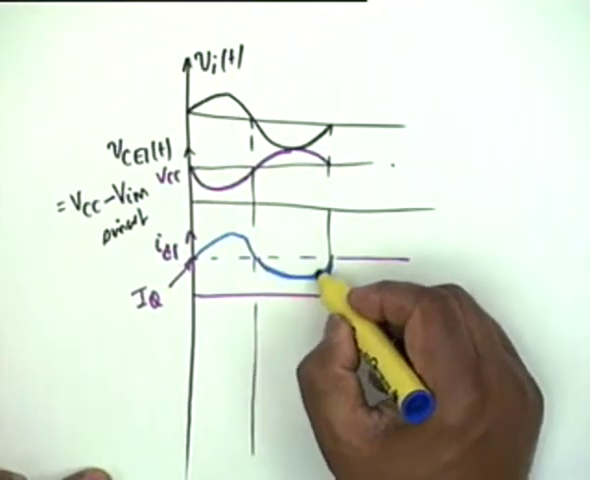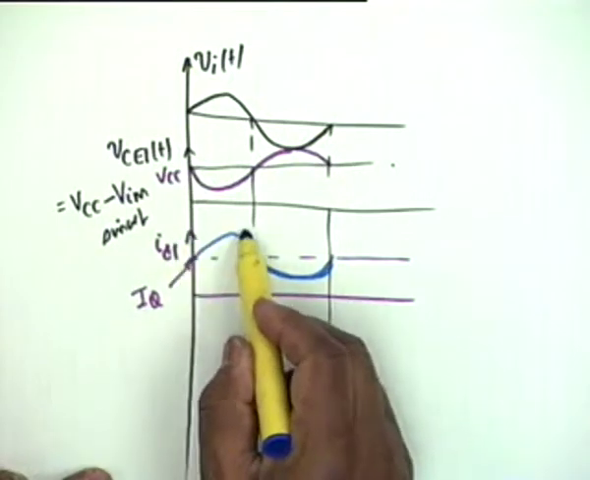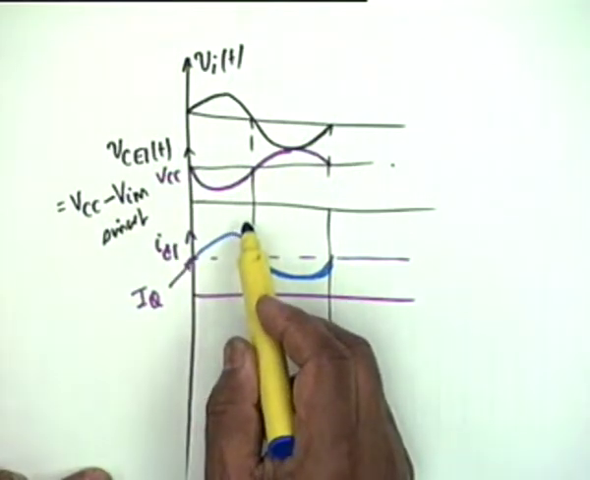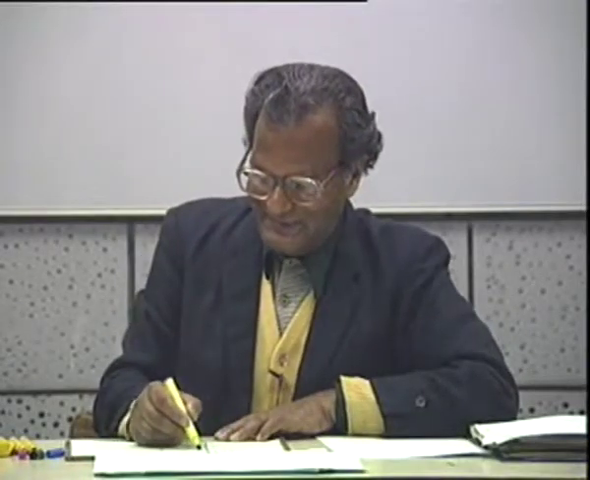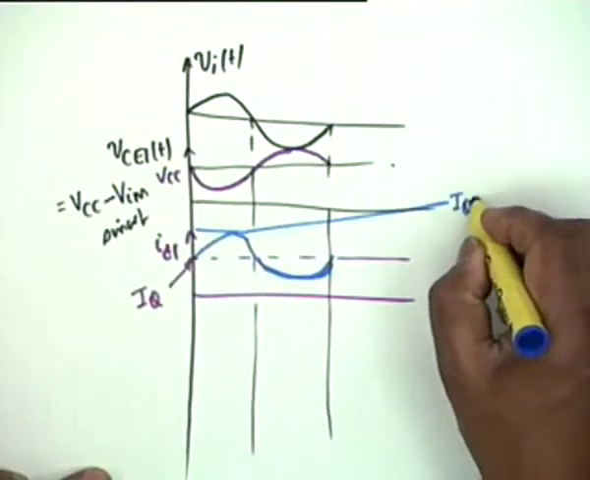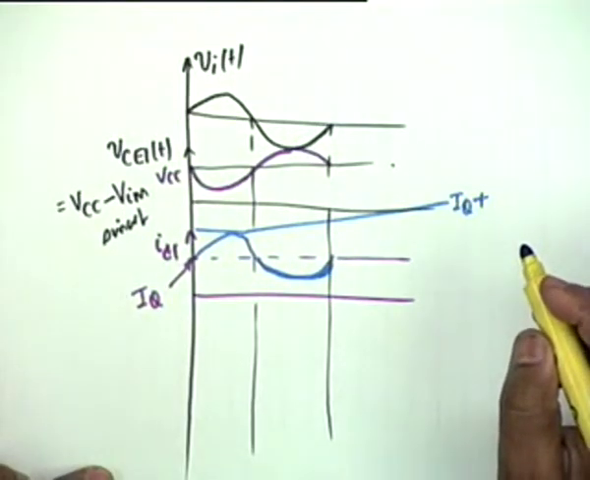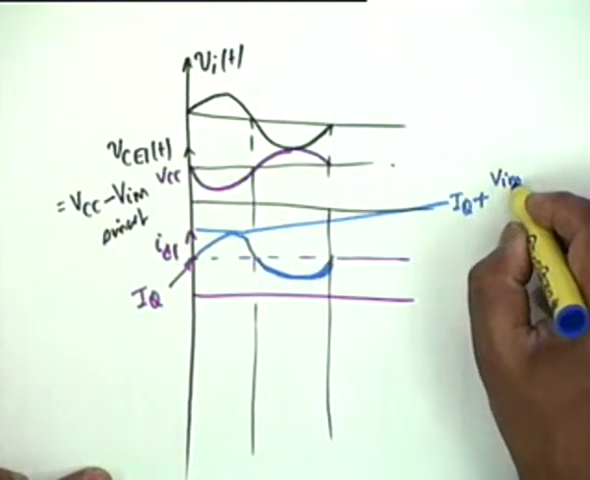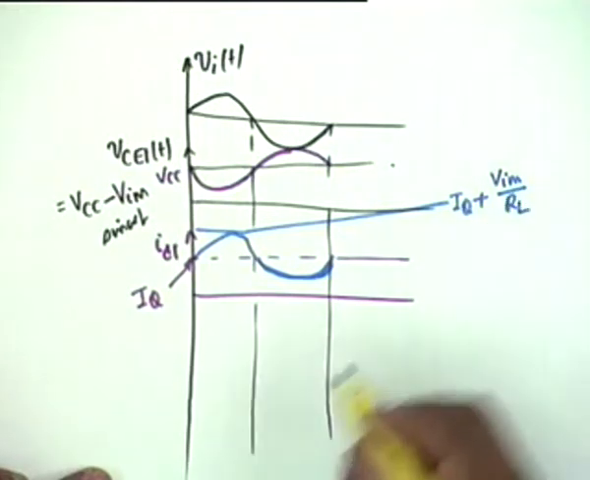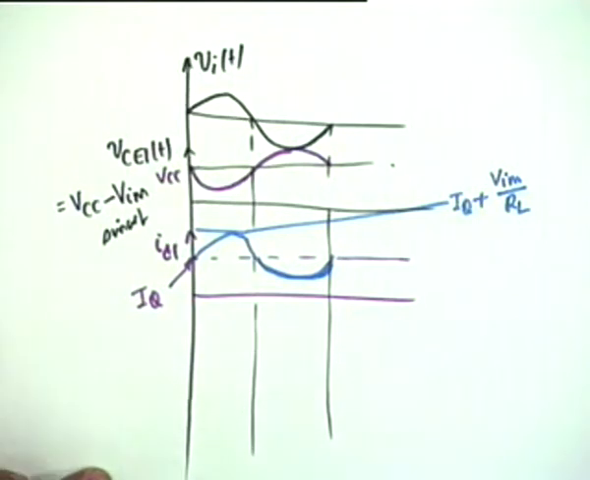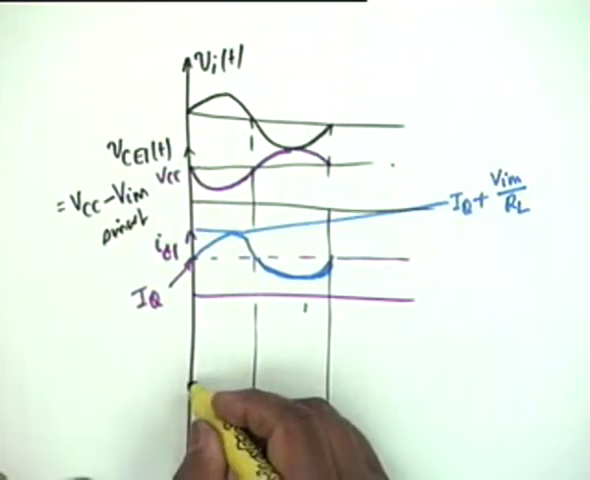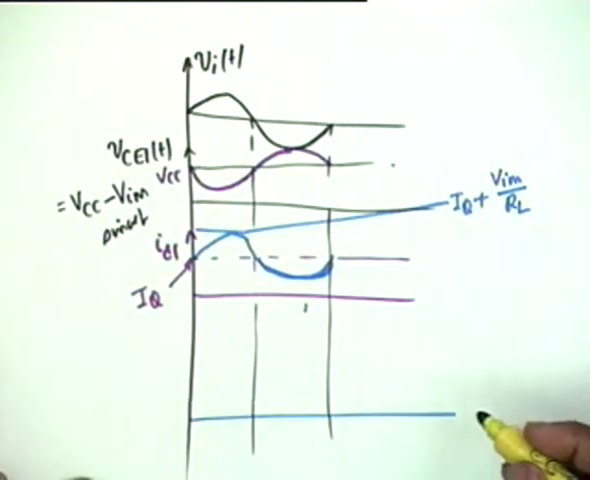Sorry, it is sinusoidal. The maximum is IQ plus IM, and what is IM? What is this maximum value? IQ plus VIM divided by RL. Agreed? V0M is approximately equal to VIM, and the minimum value is IQ minus VIM by RL. All right. My drawings are not very good, but you should take this with a pinch of salt. Okay.